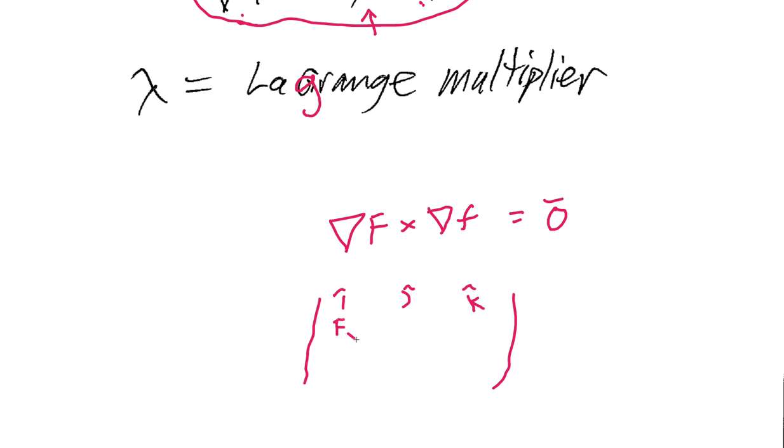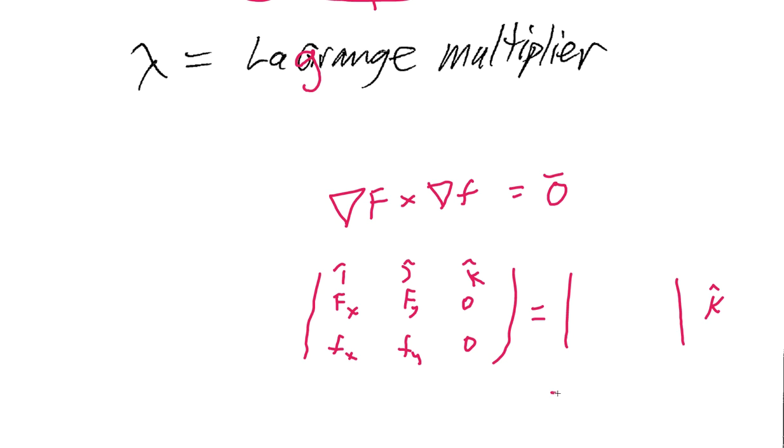I'm going to have f sub x, f sub y, 0, and then the little f, same thing. Do you notice that only the k component appears when I take this cross product? So I actually end up with this determinant times k, the subdeterminant here, and I want that to be the 0 vector.